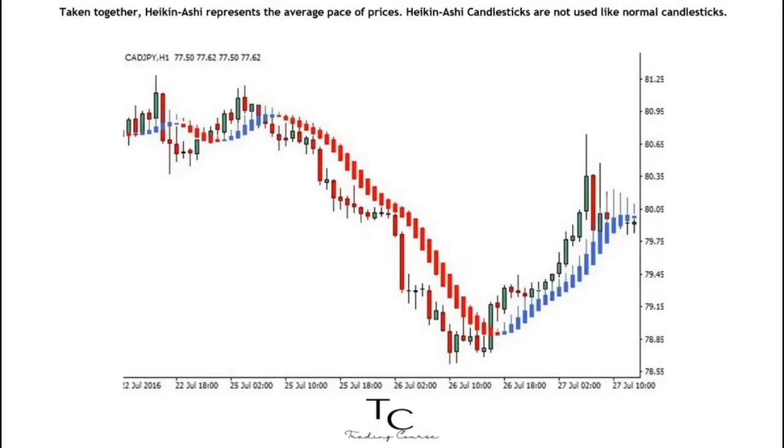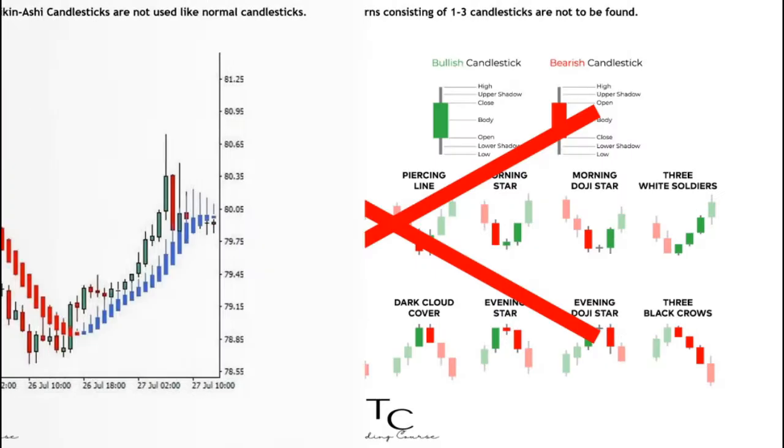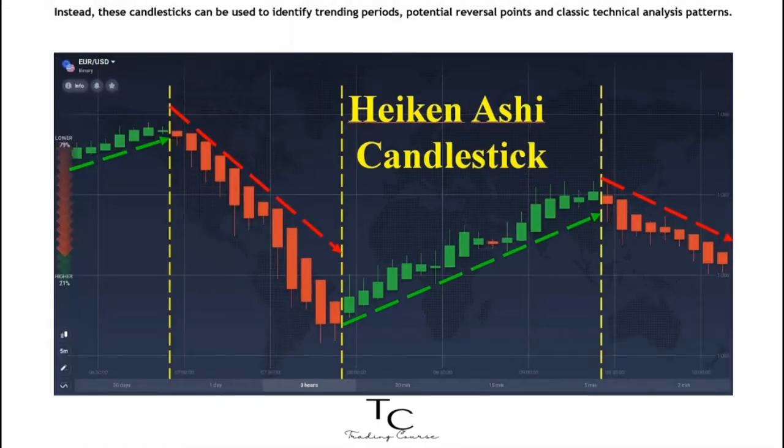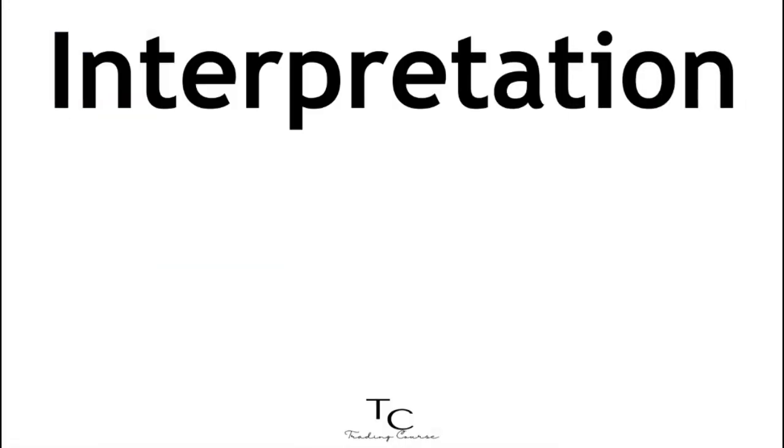In Japanese, Heikin means average and Ashi means pace. Taken together, Heikin Ashi represents the average pace of prices. Heikin Ashi candlesticks are not used like normal candlesticks. Dozens of bullish or bearish reversal patterns consisting of 1 to 3 candlesticks are not to be found. Instead, these candlesticks can be used to identify trending periods, potential reversal points and classic technical analysis patterns.